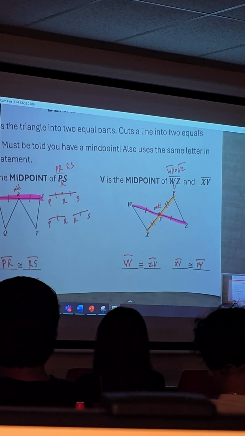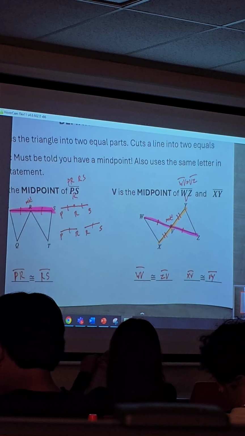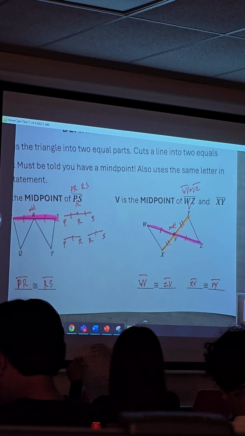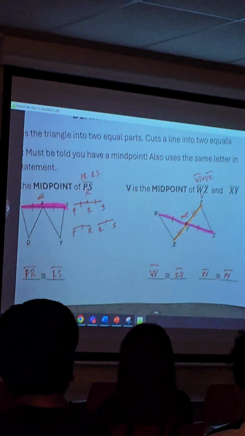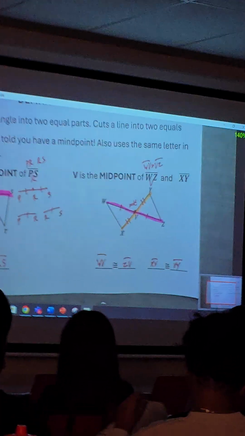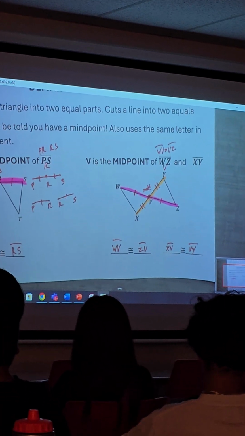Okay, that's because you have a midpoint. So a midpoint, just think of it, you're just splitting it in half. Okay? It's like, hey, you want a piece of the candy bar? Okay, I'll split it in half. We each have the same amount of candy. Okay, so I'm creating two congruent sides.